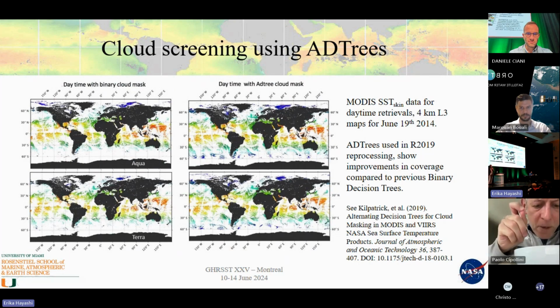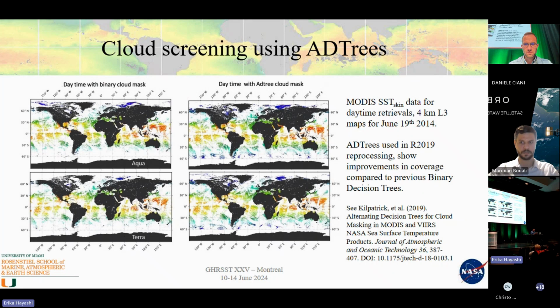This led to a development of a machine learning approach, which we call the alternating decision trees, where a similar set of tests are applied to the pixels and their surrounding pixels. But the thresholds are determined by a machine learning approach, and the actual tests are determined by a machine learning approach. And the data that was used to train these consisted of hundreds of thousands of matchups between the brightness temperatures and in situ measurements, mostly from the IQAM drifting buoy array.